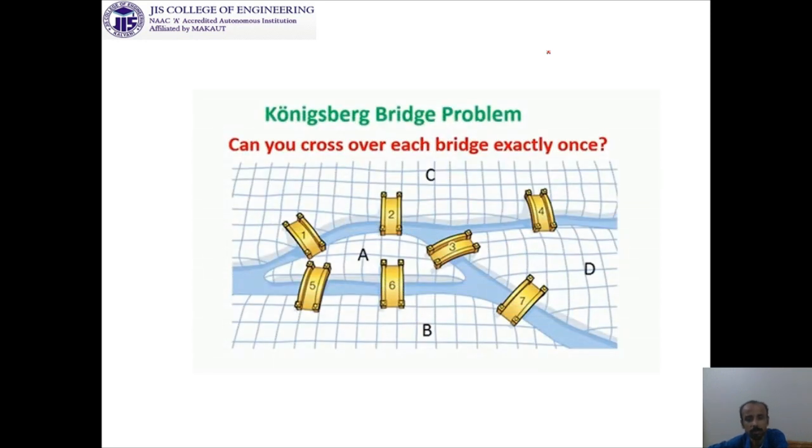Let us come to a problem. It is termed the Königsberg bridge problem. The question is, can you cross over each bridge exactly once? It means if you are in this region, you have to use this bridge to come to this region. Then if you want to come to this region, you have to use this one. Then you go to this region. Now there are multiple options. Similarly, you can start from here and come here. Your job is to cross each bridge, but exactly once.